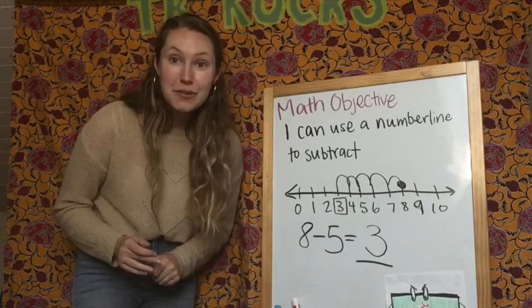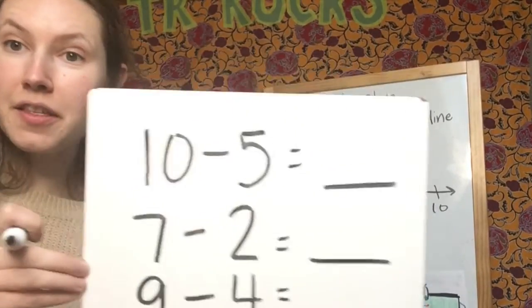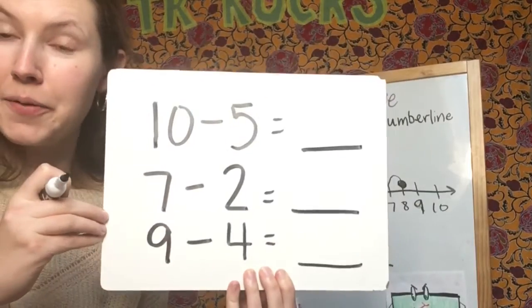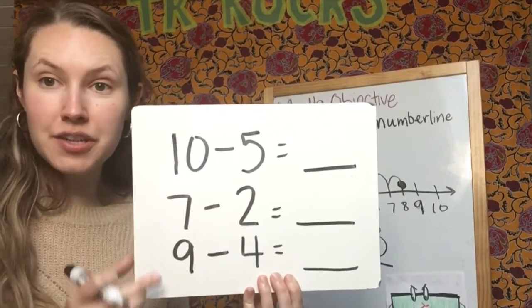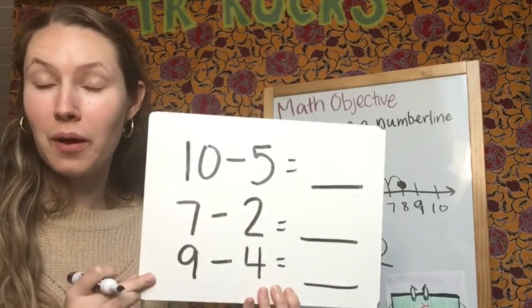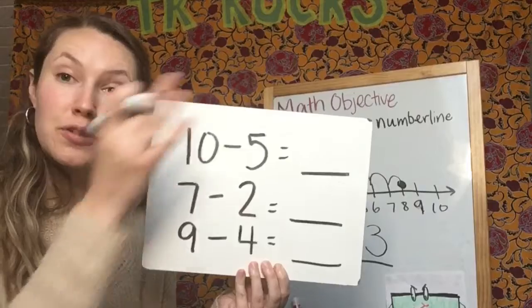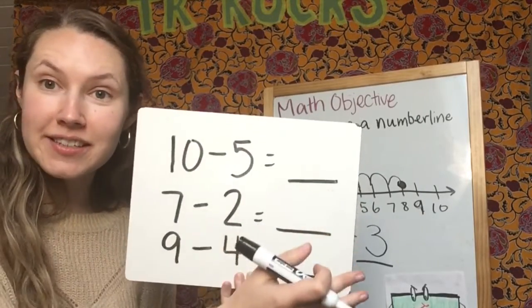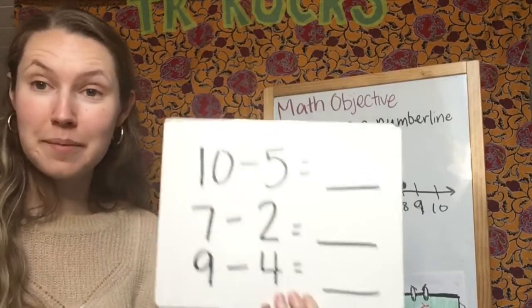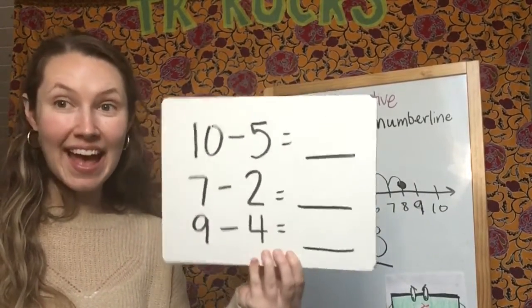So I'm going to give you some problems to practice at home now. Okay, so here are the 3 problems that you can practice at home. 10 minus 5, 7 minus 2, and 9 minus 4. See if you can find a pattern with these answers. So solve all of these using your number line. Write your answers. Show me how you solved it on the number line. And then tell me if you found a pattern. And that's your work for today.